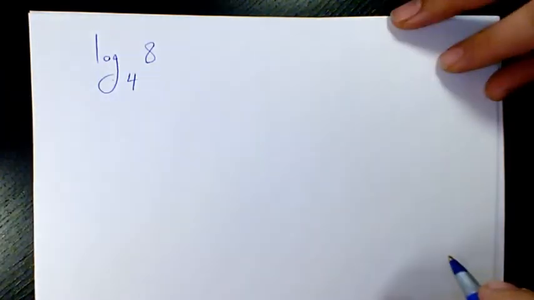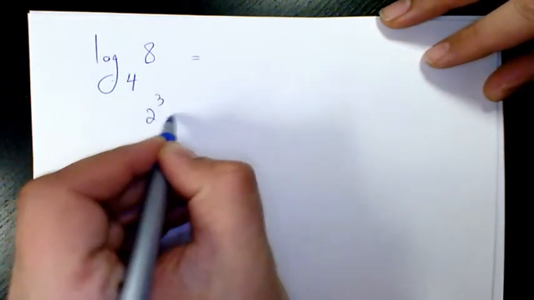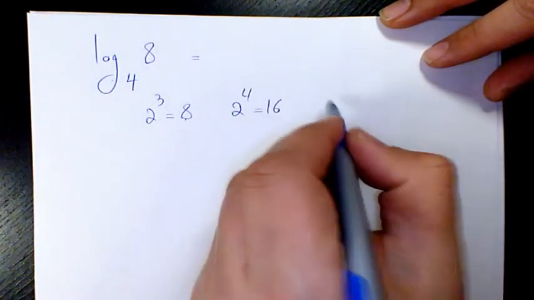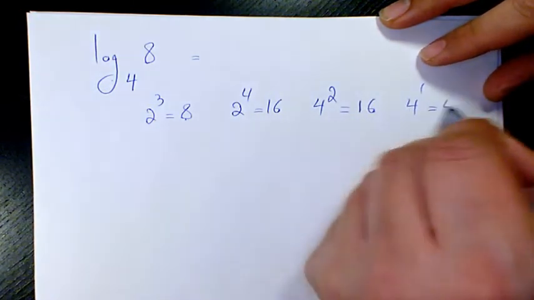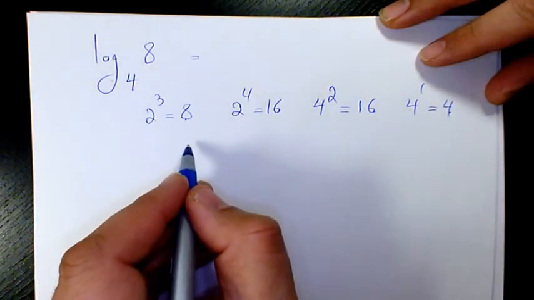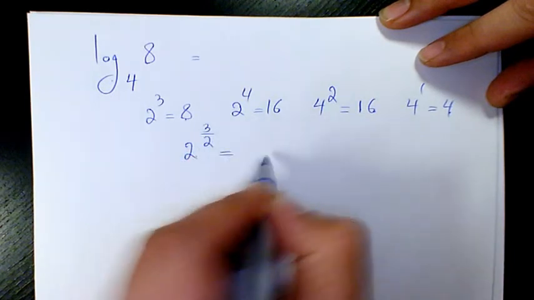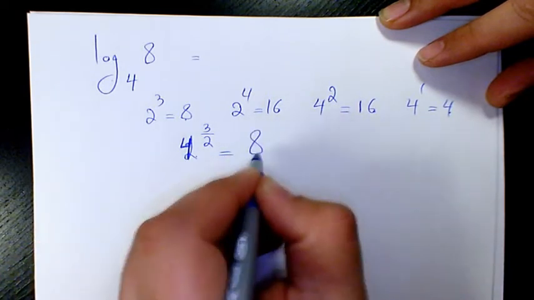Next example, log 8 base 4. I'm going to say that 2 to the power of 3 is 8. 2 to the power of 4 is 16. 4 to the power of 2 is 16. 4 to the power of 1 is 4. So you're going to say that 4 to the power of 3 over 2 is going to be 8.